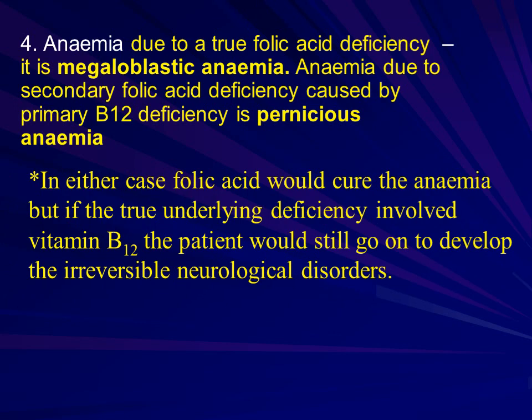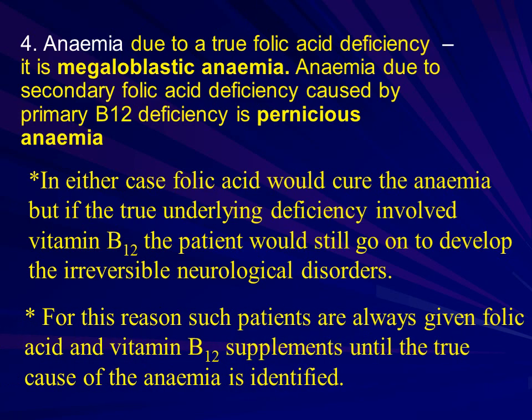In either case, folic acid would cure the anemia, but if the true underlying deficiency involves vitamin B12, the patient will still go on to develop irreversible neurological disorder. إذا بكلتا الحالتين إذا كان عندنا ميجالوبلاستيك أنيميا وإحنا أعطينا فوليك أسيد للبيشنت راح تتحسن الميجالوبلاستيك أنيميا سواء كانت due to folic acid أو B12 deficiency. لكن إذا كان B12 deficiency فراح تبقى النيورولوجيكال manifestation، وبهالحالة هذه راح يؤدي إلى irreversible neurological disorder. بهالحالة هاي إذا صار دمج ما راح يرجع يتعالج B12.